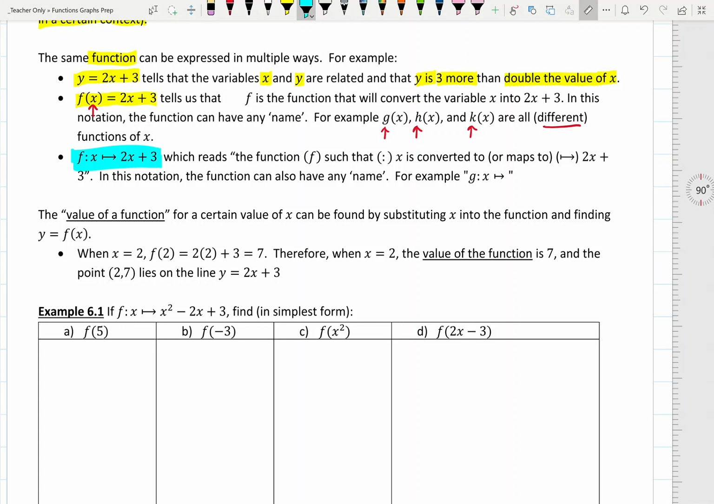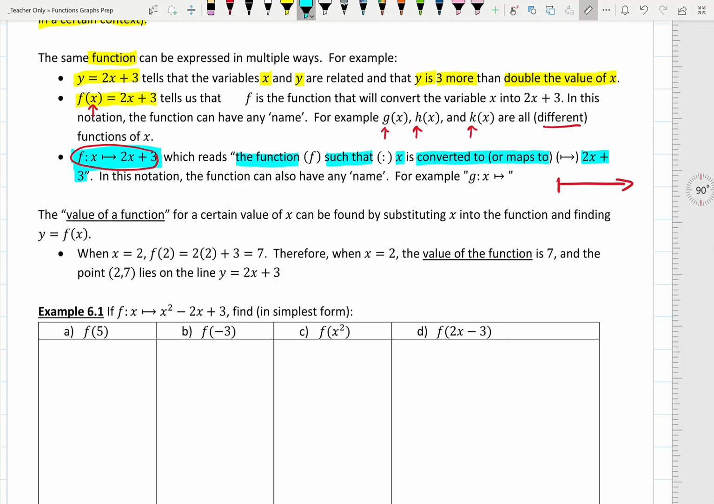So the f part is the function. The colon is such that, the x tells us that x is the variable. The arrow, which is quite specifically an arrow with a little stop on the end of it, tells us that x is converted to or maps to, and then whatever it maps to. So this whole thing would be read as the function f such that x maps to 2x plus 3.